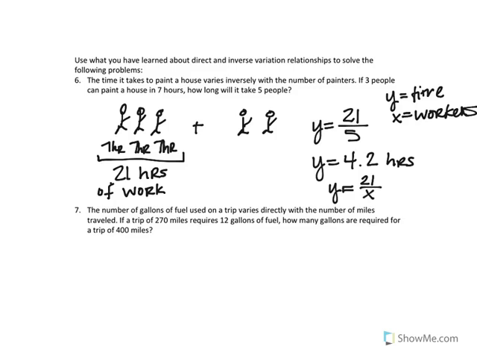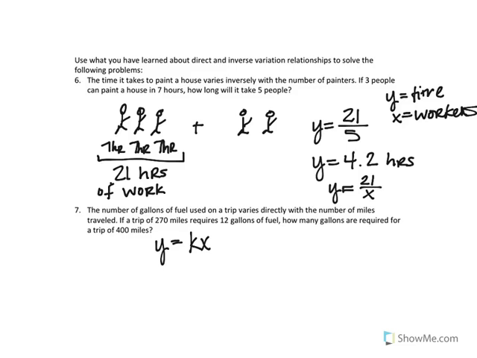The next one says the number of gallons of fuel used for a trip varies directly with the number of miles traveled. A trip of 270 miles requires 12 gallons of fuel. How many gallons are required for 400 miles? So here we have direct variation. So we know that we're going to have some equation along the lines of y equals k times x. What we have to decide is what our variables are.